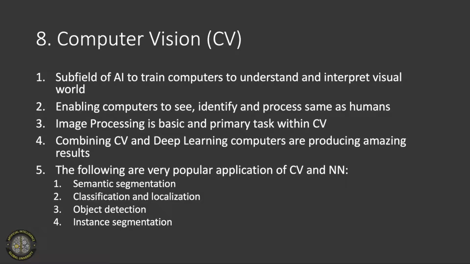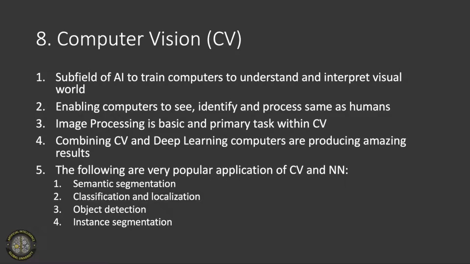With the advances in deep learning, combined with computer vision, computers are producing amazing results. That includes autonomous driving, and in the industrial space, defect identification, or just visual inspections. Those are several areas where computer vision combined with deep learning is really producing a very high rate of business results.